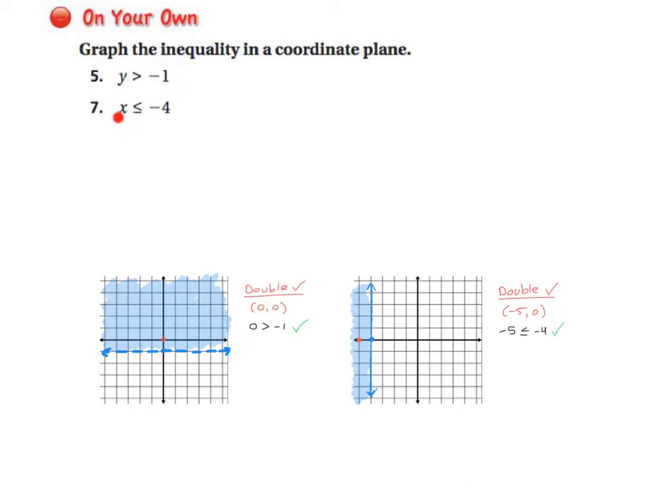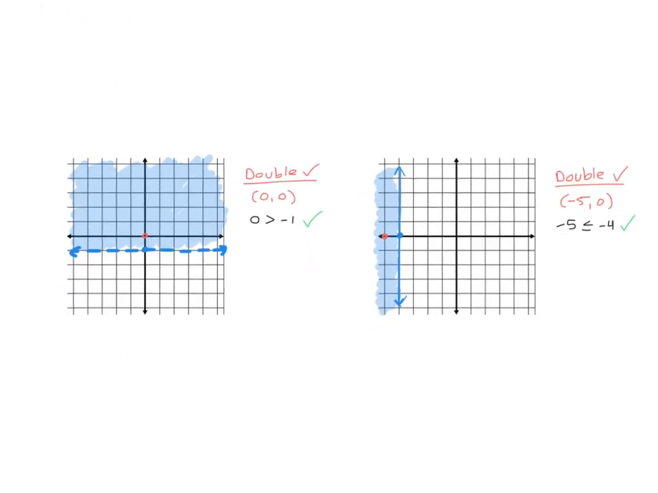For number 7, here we have x is -4, so we have a vertical line through x. It's solid because we have this or equal to, and since it says x is less than, we're going to shade all of the coordinates to the left. Here's my double check to make sure that our answer is correct.